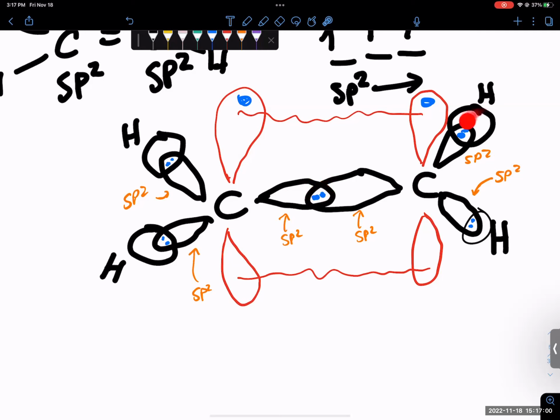But you have this overlap of an sp2 hybridized orbital from this carbon and the s orbital of a hydrogen. That's still considered a sigma bond because they're direct overlap, which is why I drew them exactly on top of each other like that. But these that are not direct overlaps and are sharing electrons are p orbitals. Okay. Right. Does that make sense, Maria?